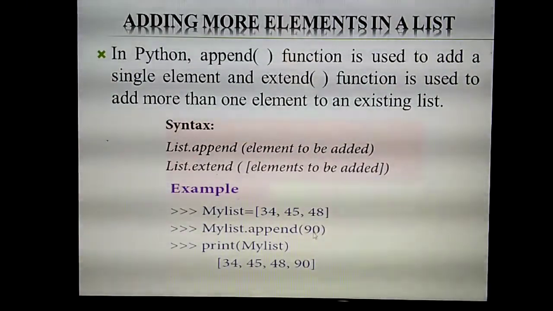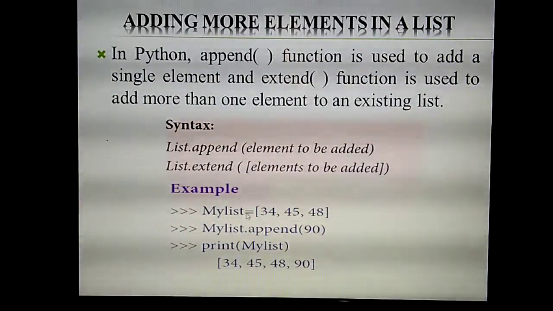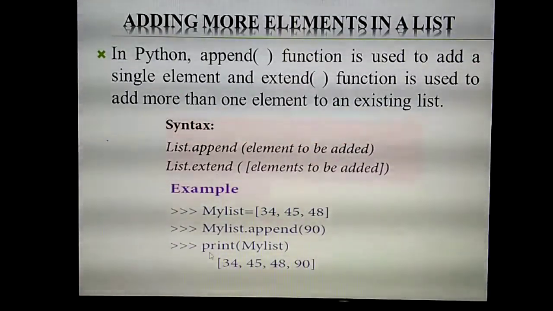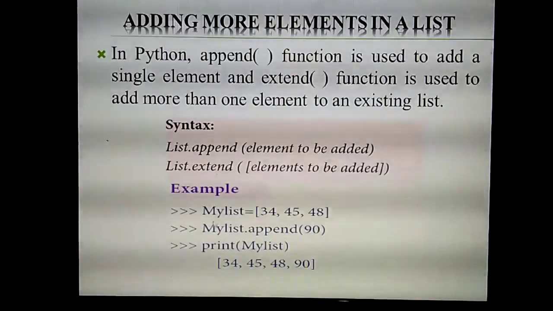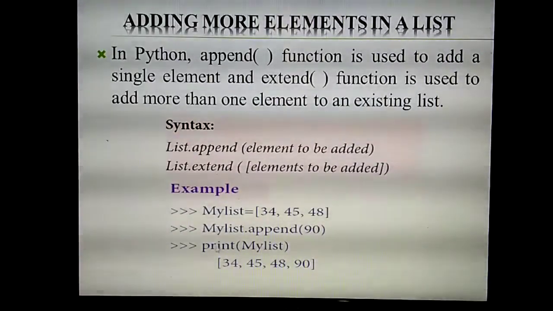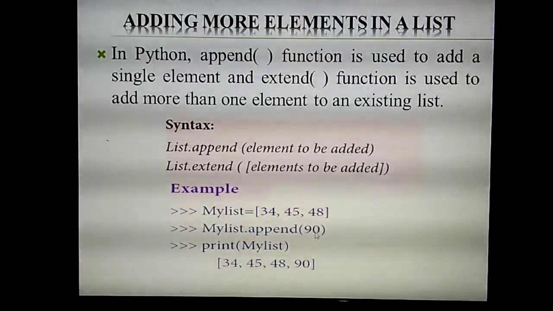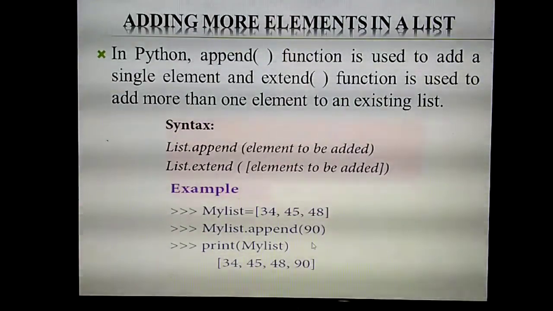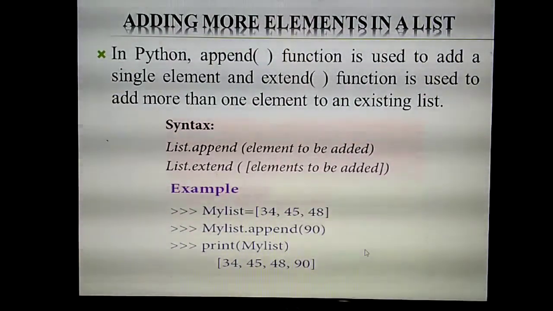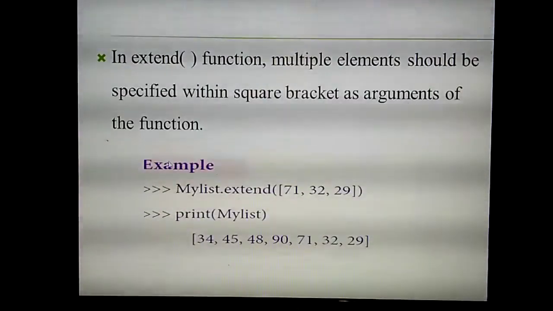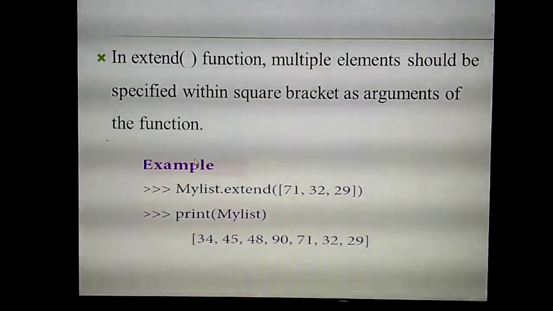Next you need to view the output. For that you need to give a print statement. So print my list. Now see the output: 34, 45, 48, 90. So this value I have added to the list. This is the use of the append function. Understand? So next is the extend function.